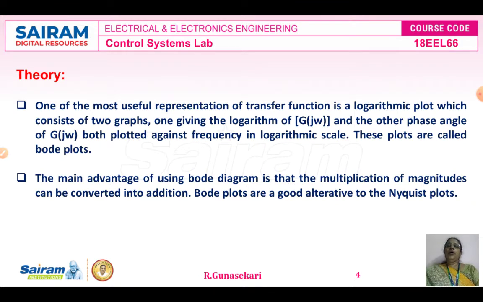Theory: the most useful representation of the transfer function of the system is the logarithmic plot, which consists of two graphs. One gives the logarithmic magnitude of G(j omega) and the other the phase angle of G(j omega), both plotted against the frequency in the logarithmic scale. These plots are called the Bode plot. This is the definition of Bode plot.